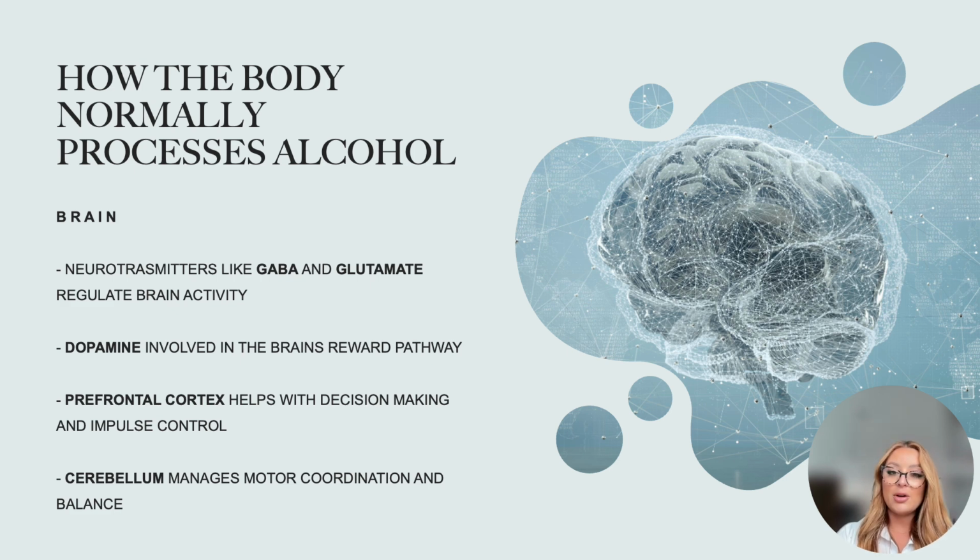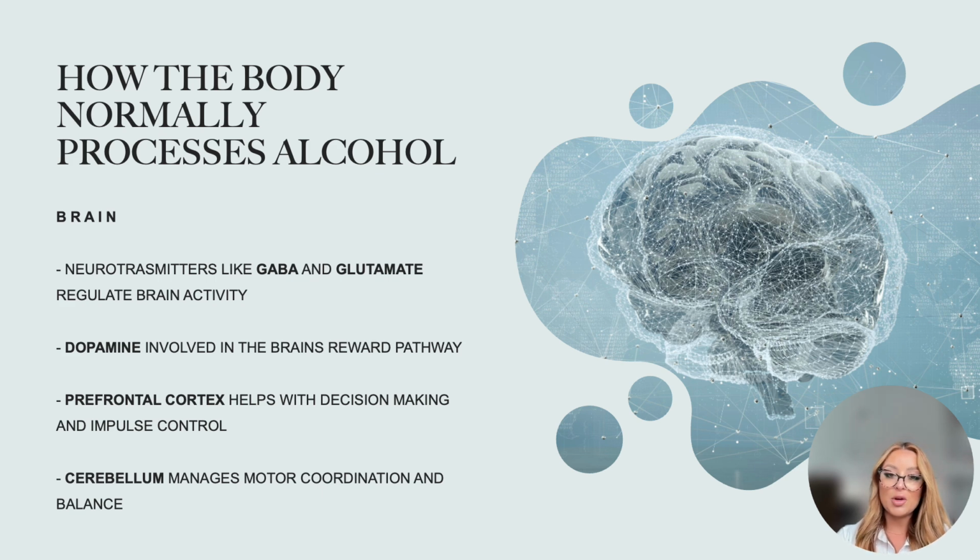Before we understand how alcohol causes problems, we need to know how the brain normally works. Our brain relies on chemicals called neurotransmitters. Two of the most important ones are GABA, which calms the brain, and glutamate, which excites it. Alcohol increases GABA and decreases glutamate, which is why we feel relaxed or slowed down when we drink.